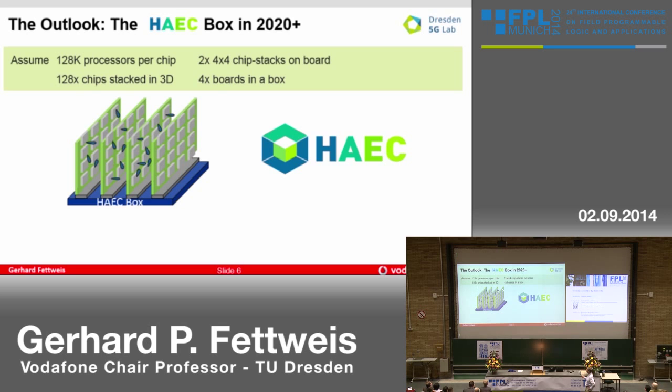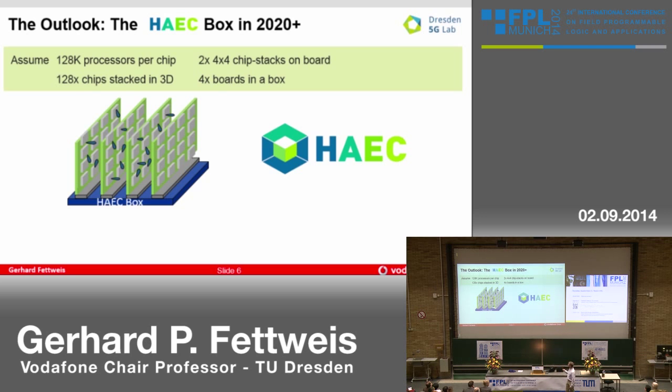Let's assume we have four boards with 4x4 chip stacks on each side, and we have two boards, double-sided, 4x4 chip stack on the board, four boards in a box, 128 chips stacked on top of each other in 3D. Yes, my iPhone has 16 chips stacked on top of each other for the flash memory alone, so I'm not asking for much more than we have today. And 128K processors, not x86 style, big guys, but like a CUDA core, or things like that, small cores.